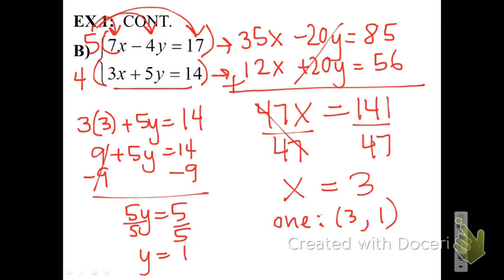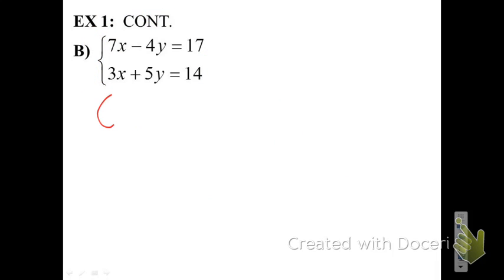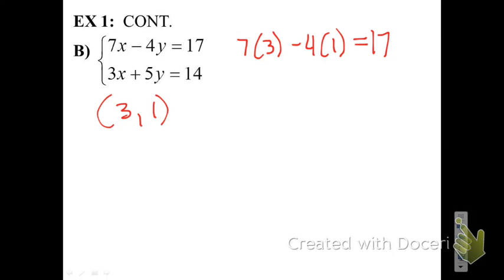And again, you're going to want to check this solution. So our solution was at 3, 1. And we put that into the top equation. 7 times 3 minus 4 times 1. We're going to check to see if this is 17. So 7 times 3 is 21. Minus 4 times 1 is 4. 21 minus 4 is 17. So it checks in the top, but make sure it checks in the bottom.